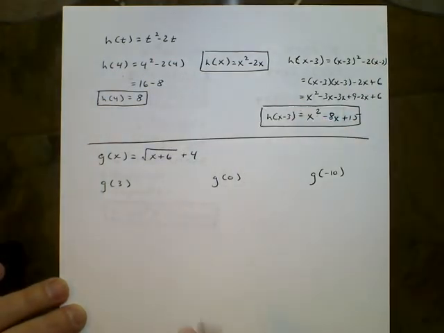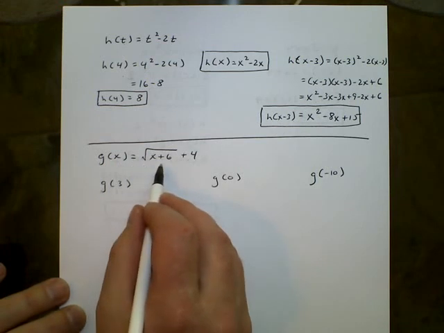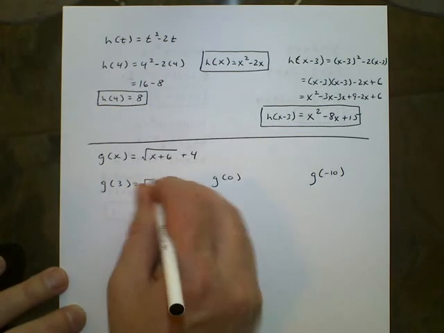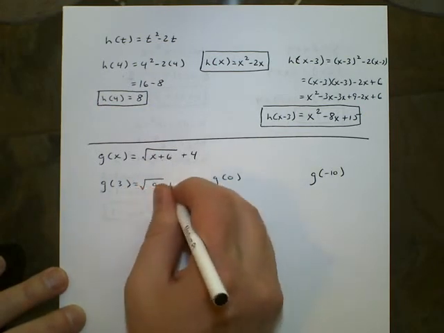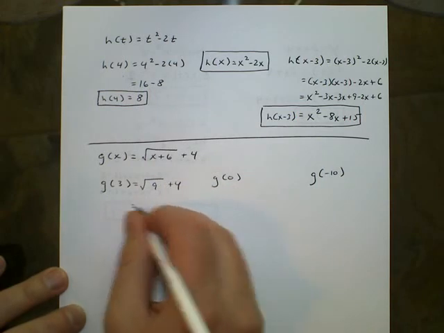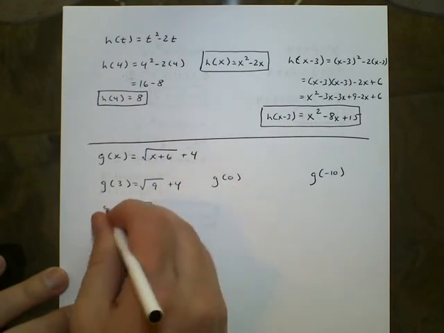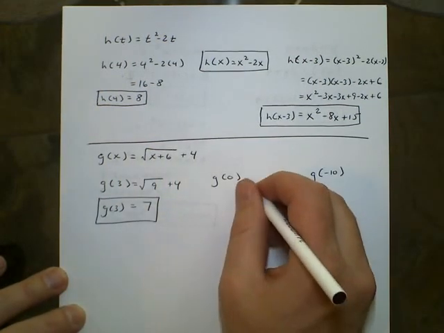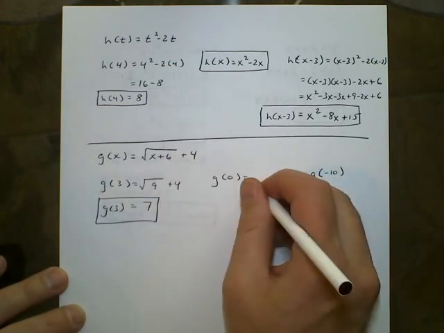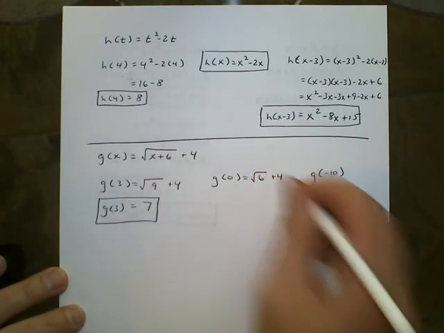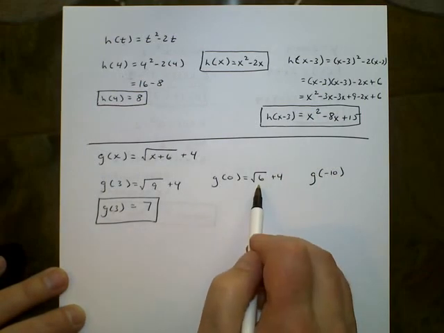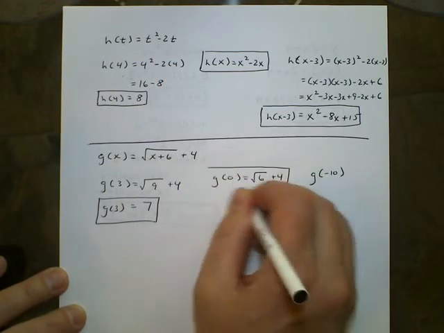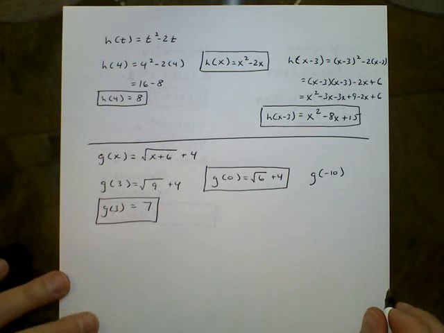In our last example, we're given the function g of x is equal to the square root of x plus 6 plus 4. So to find g of 3, we do the square root of 3 plus 6, which is 9, plus 4. Square root of 9 is 3. 3 plus 4 is 7. So we would say that g of 3 is equal to 7. To find g of 0, we plug in 0 for x. So we get the square root of 6 plus 4. Square root of 6 can't be simplified. It's irrational. So we can't add it to the 4 nicely. So we're just going to leave our answer looking like that. g of 0 is equal to root 6 plus 4.